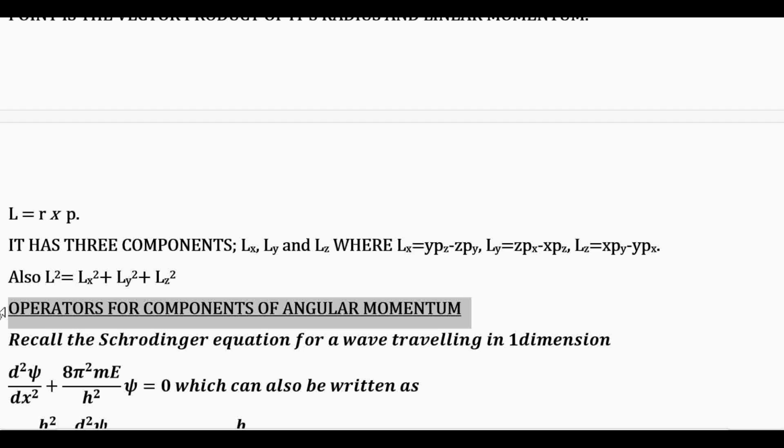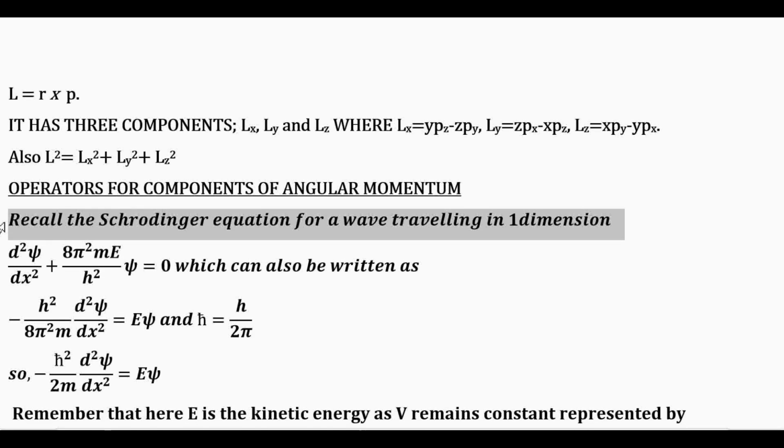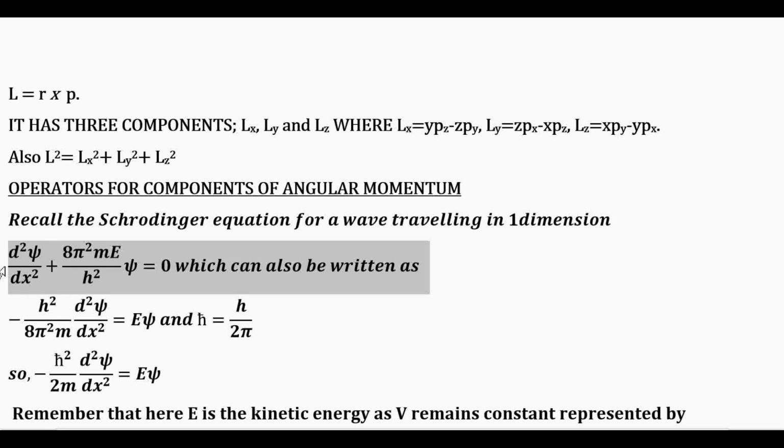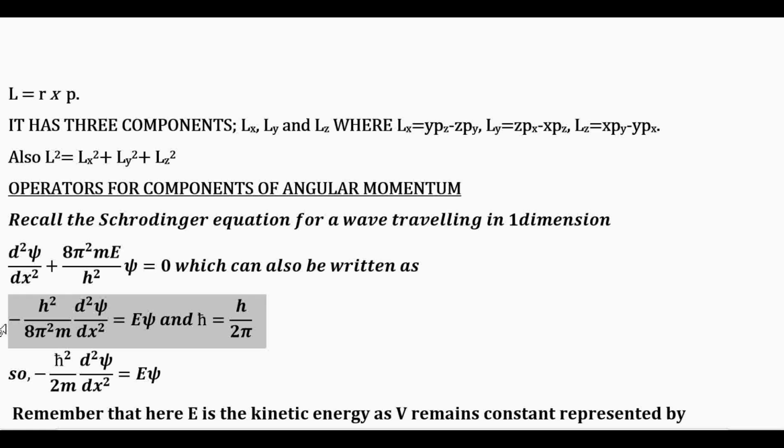So in order to set up an operator for linear momentum, what we do is we go back to the Schrodinger wave equation for a wave traveling in one dimension, and this one is the equation that we all are familiar with: d square psi by dx square plus 8 pi square mE upon h square psi is equal to 0. I can reorganize this equation in such a way that the E psi term comes on the right hand side. So it will appear like this: the h square will go to the numerator with a minus sign, and this 8 pi square m will go to the denominator, and then it gets multiplied with d square psi by dx square, which is equal to E psi.